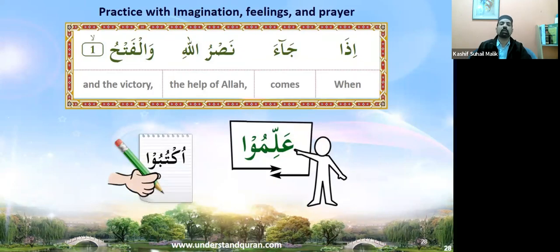So إِذَا جَاءَ نَصْرُ اللَّهِ وَالْفَتْحُ. And then surely we will, inshallah, be able to receive Allah's help, and inshallah, this life and the life hereafter will be victorious. So read out your time, teach each other. And if you're writing, that's the best thing to do.